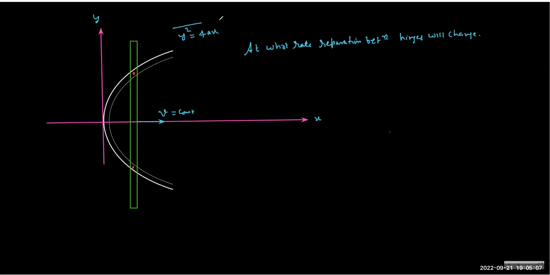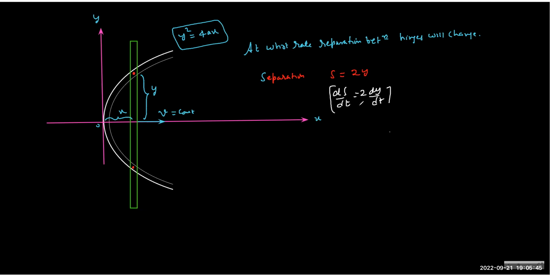Now, when you write an equation like this, the y represents the distance from the origin, not from the bottom. This is the y. This is called x. So, what is the separation between them? We can say separation equals 2y. So what we are looking for is ds by dt, which means twice dy by dt.